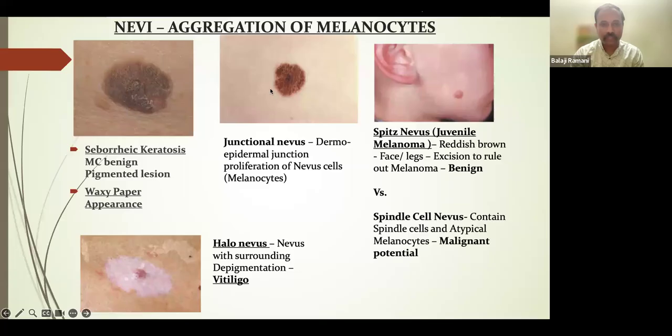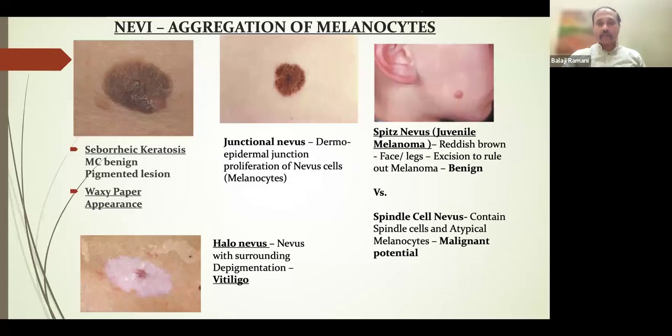This is, of course, the classical nevus, also called the junctional nevus. Why is it called a junctional nevus? Because it happens in the junction between the dermis and the epidermis because of a proliferation of your melanocytes or the nevus cells. Then you have the Spitz nevus or the juvenile melanoma, as it is called. Usually it is benign. They can happen commonly in the face and in the legs, usually in the juvenile age group. Excision is needed to rule out a melanoma because the features will be pretty difficult to identify.